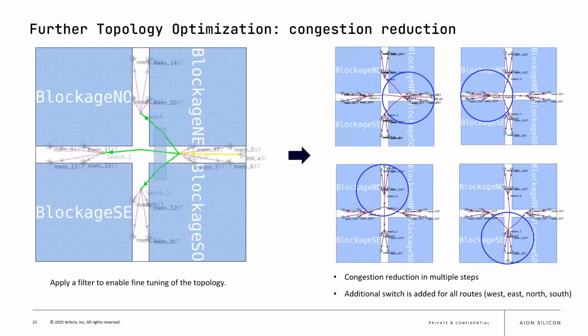And as congestion hotspots appear, we refine the topology using targeted filters, adding switches, redistributing traffic, and shortening critical links. So this turns large monolithic switches into a distributed fabric that's much easier to route and far more timing friendly. And the result is lower wire length, lower latency, and a smoother physical design.